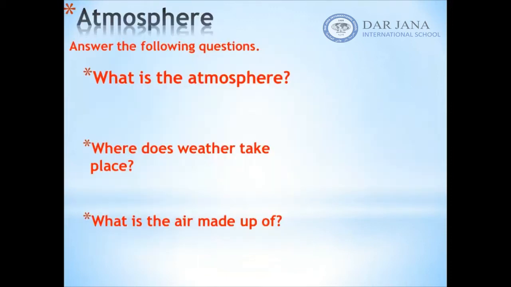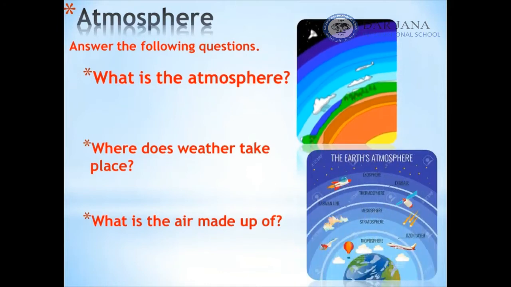Now, talking about weather, first of all, we need to know where the weather takes place. Weather takes place in something called the atmosphere. Atmosphere is a very big and complex thing found around our Earth. And as you can see, it is made up of layers. So here, what is the atmosphere? I will explain this question.